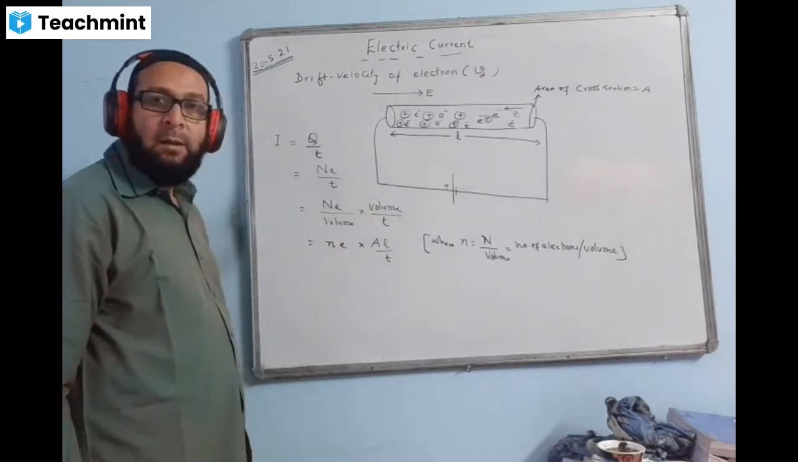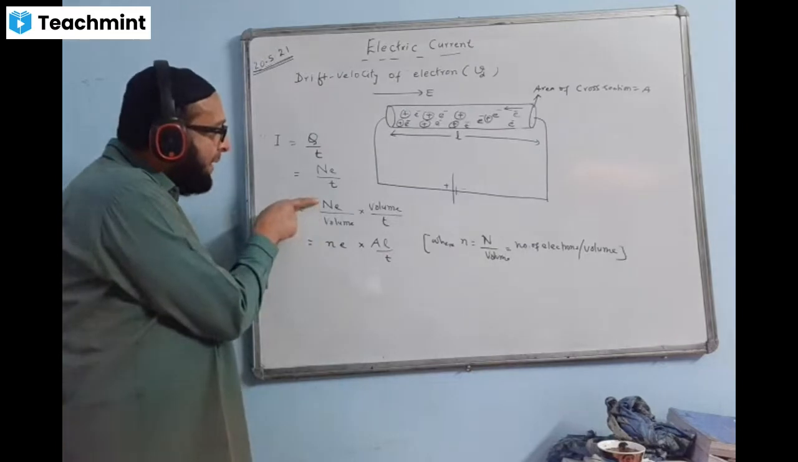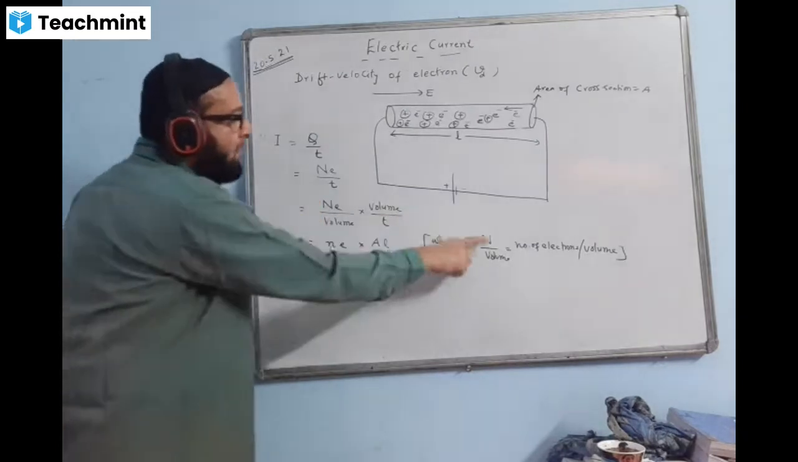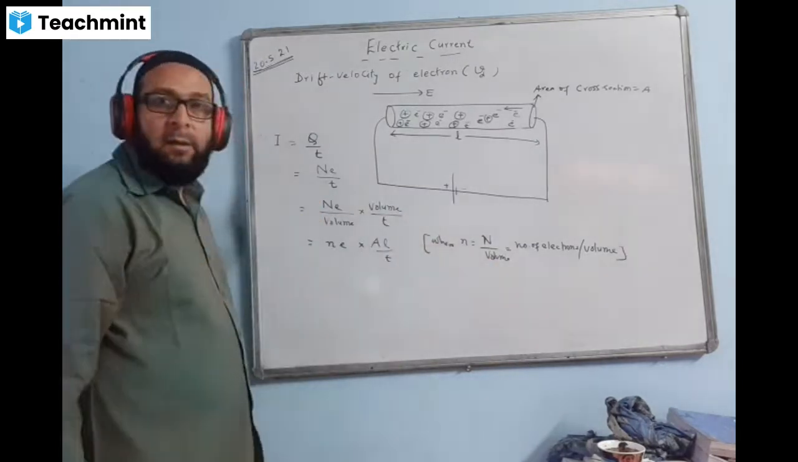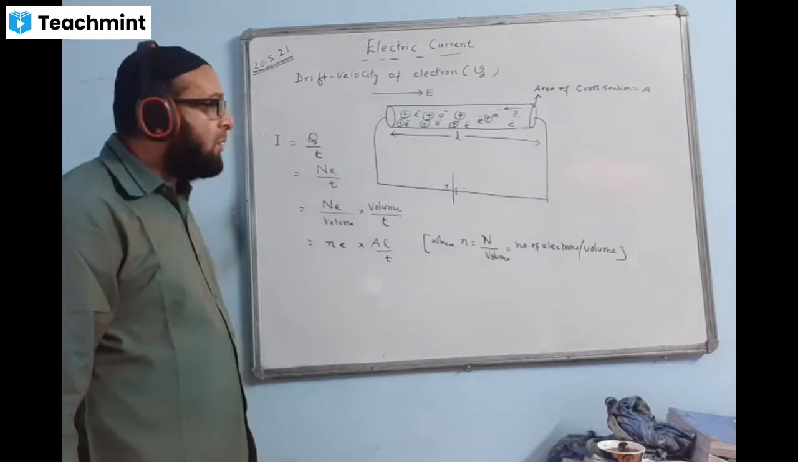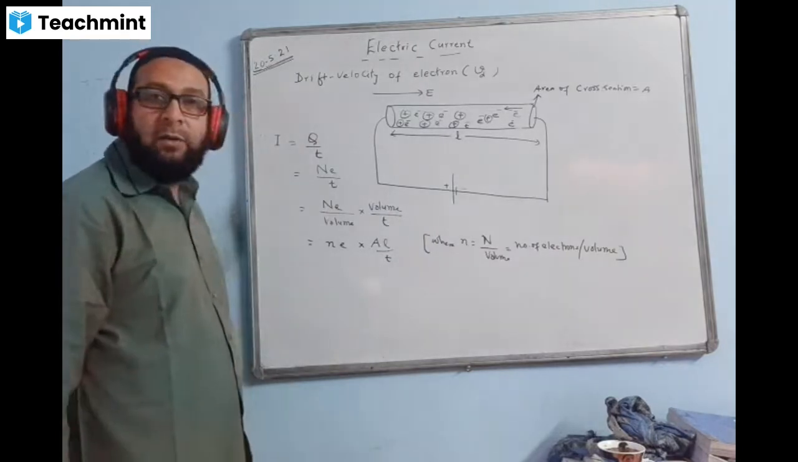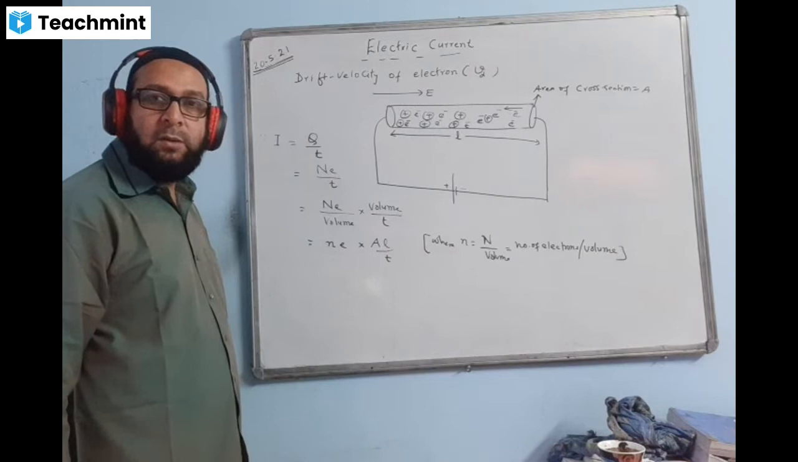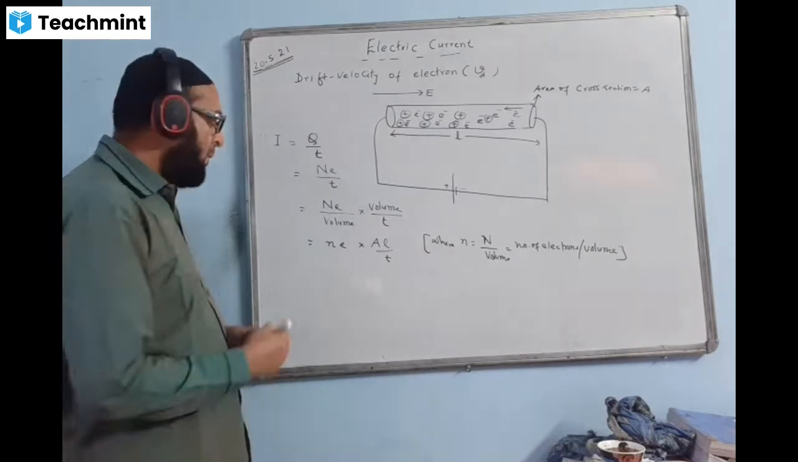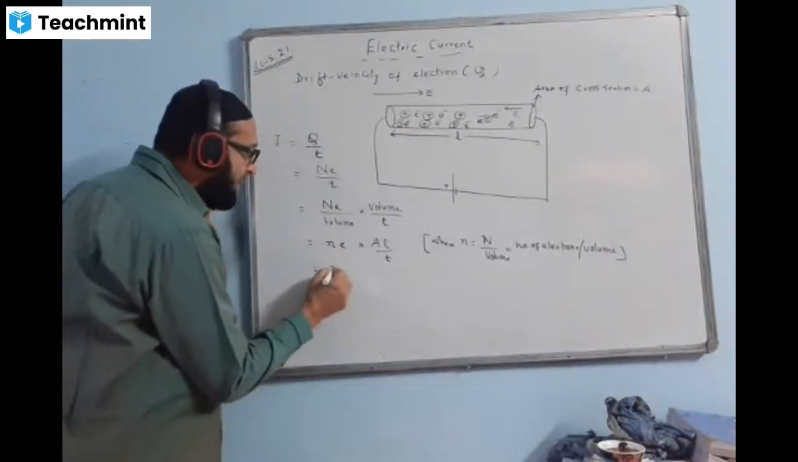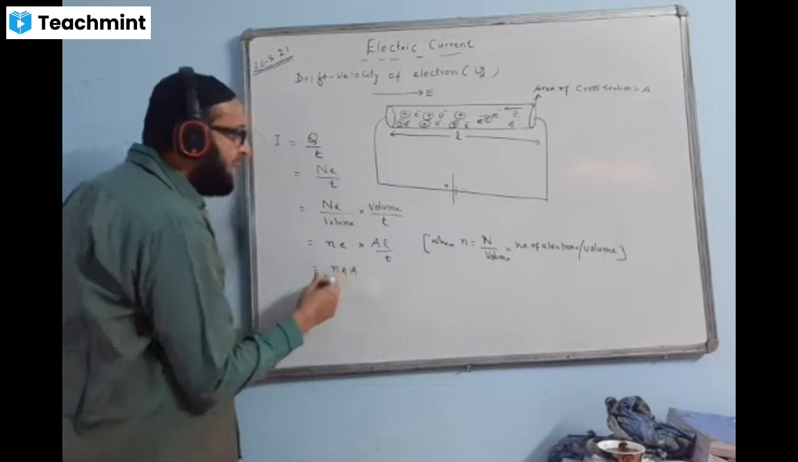Understand? So I write n upon volume, n by volume as small n. And what is a small n known as? This small n is known as number of electrons per unit volume. So I write n as it is, E as it is, A as it is.